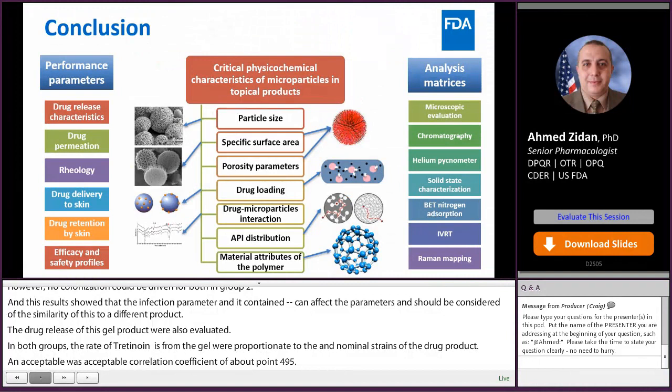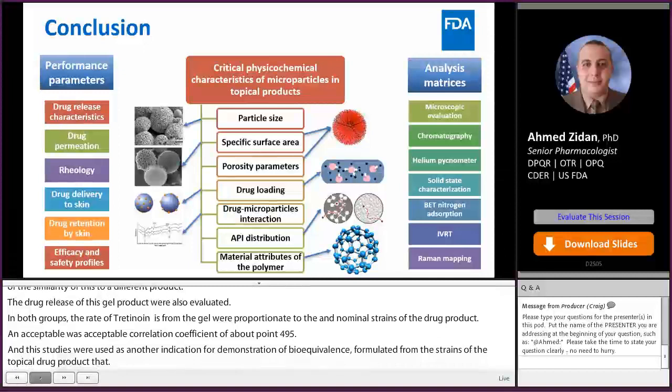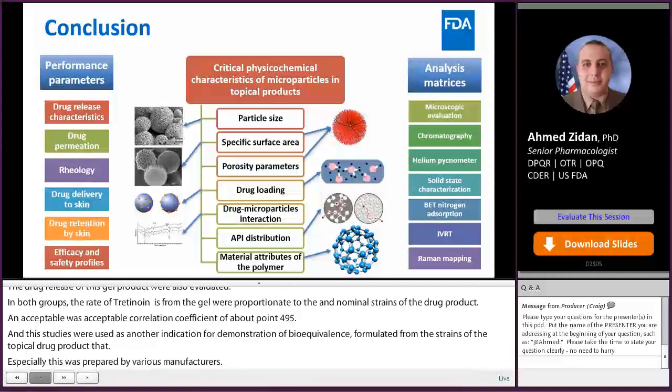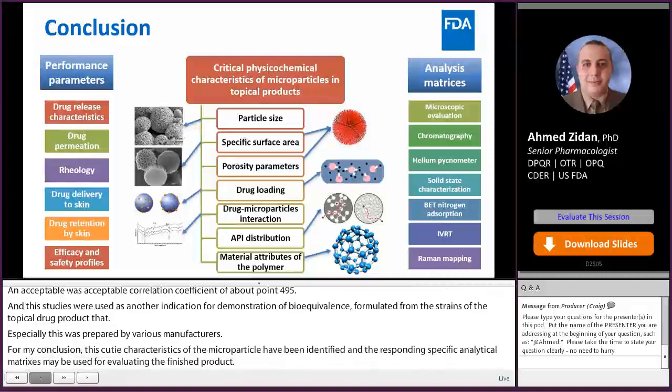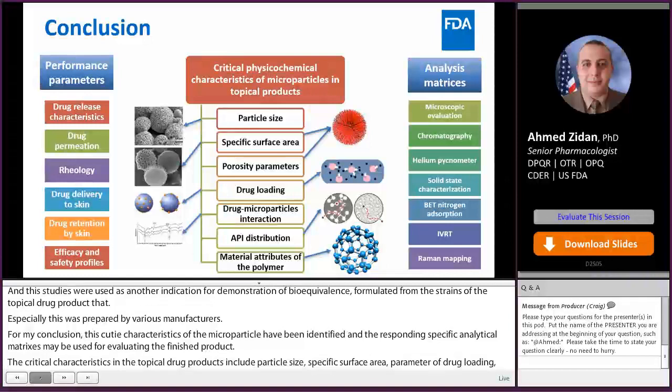So, for my conclusion, these Q3 characteristics of the microparticle have been identified, and the corresponding specific analytical matrices may be used for evaluating them in both intermediate and finished product. The critical physicochemical characteristics in the topical drug products include particle size, specific surface area, porosity parameter, drug loading, and drug-microparticle interaction, as well as API distribution and material attributes of the polymer. So if a test and reference product are Q1 and Q2 similar, then these analytical matrices may be used as in vitro surrogates for demonstration of bioequivalence.